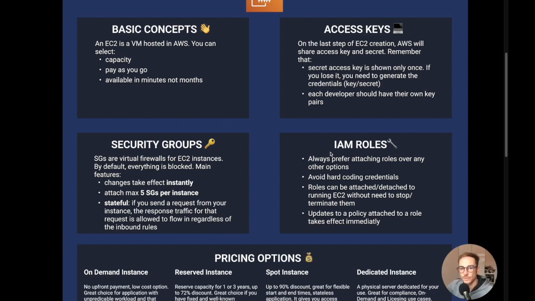And remember that you want to avoid hard coding credentials on the instance. So if you have a question asking which is the best approach to give permissions to an instance, remember that attaching a role is always preferred and is actually the best practice. As I said, roles can be attached and detached to a running instance without the need to stop or terminate the instance. And again, an update to a policy attached to a role takes effect immediately. So if you change something on the policy, the effects are immediate.